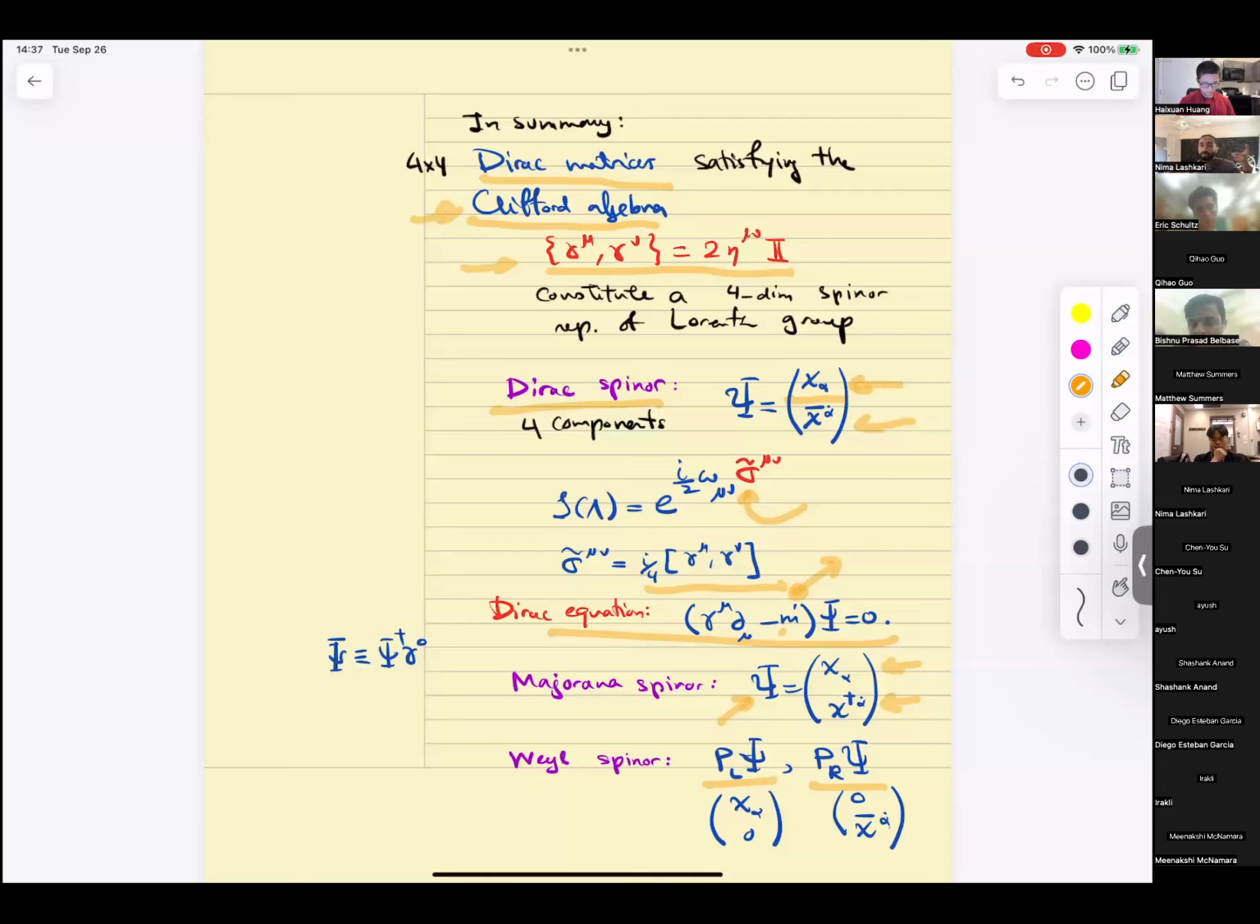Majorana spinors are the ones that are their own antiparticle. We're going to say all of that. And the Dirac spinor is generic. It has a particle and antiparticle, and there's left and right that are independent of each other. And Weyl spinors are only left or only right.